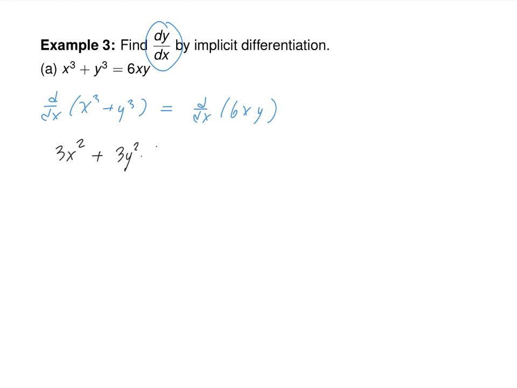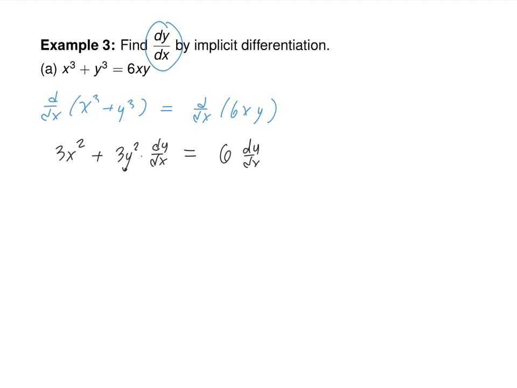Times your dy/dx from the chain rule, right? Or y prime, whichever you want to say. Okay. Now, the right side is tricky because it's a product. So is it right to say 6 dy/dx?